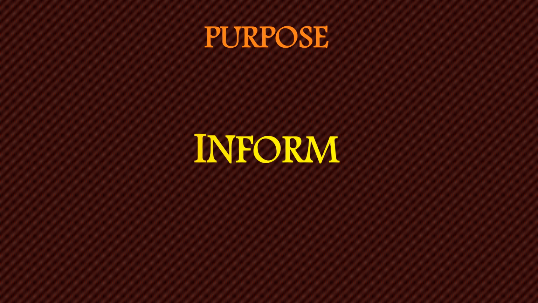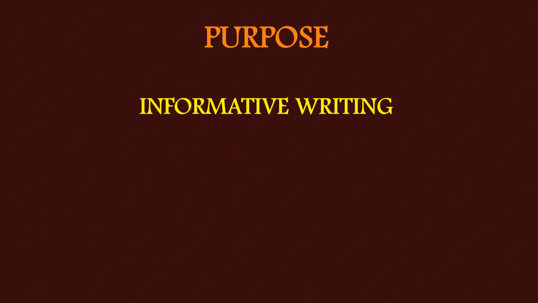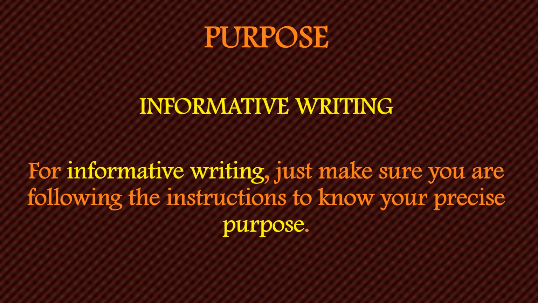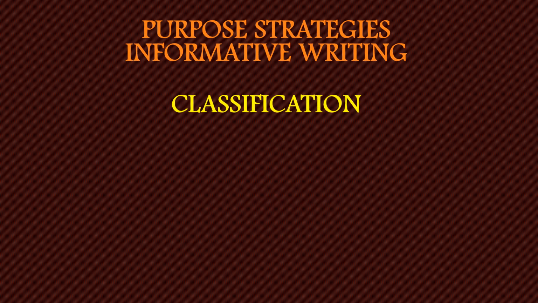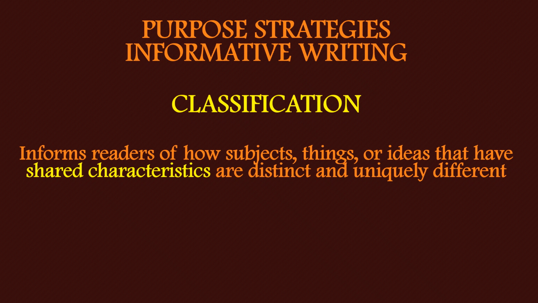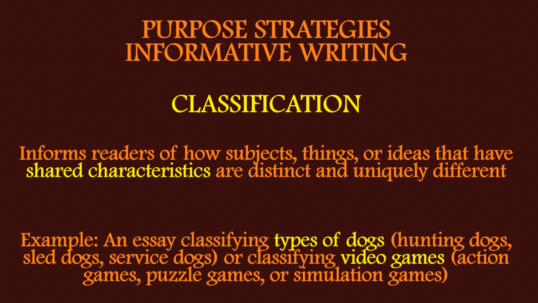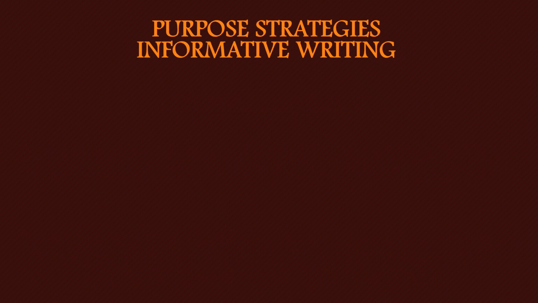Purpose is to inform. Informative writing is the unit we're on right now. For informative writing, just make sure you are following the instructions to know your precise purpose. You could have classification, where you inform your reader of how subjects, things, or ideas that have shared characteristics are distinct and ultimately different, like how do they fit in different categories. For example, an essay classifying types of dogs, hunting dogs versus sled dogs versus service dogs, or one that classifies video games as action games, puzzle games, or simulation games.